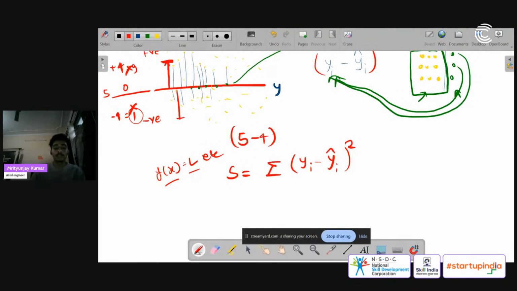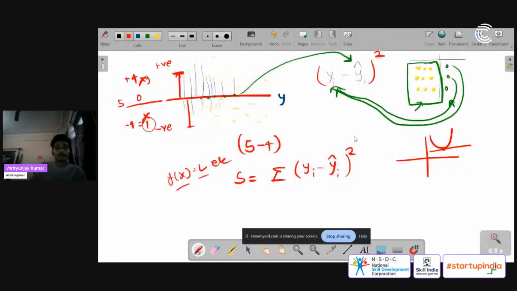Differentiation is possible, so it will help us to minimize the error, as I told you with this graph. If we differentiate this, we can get the tangent value, and we can try to reach this point. So this is our target. That's why we choose the equation s equal to the summation of y original value minus y predicted, whole square.